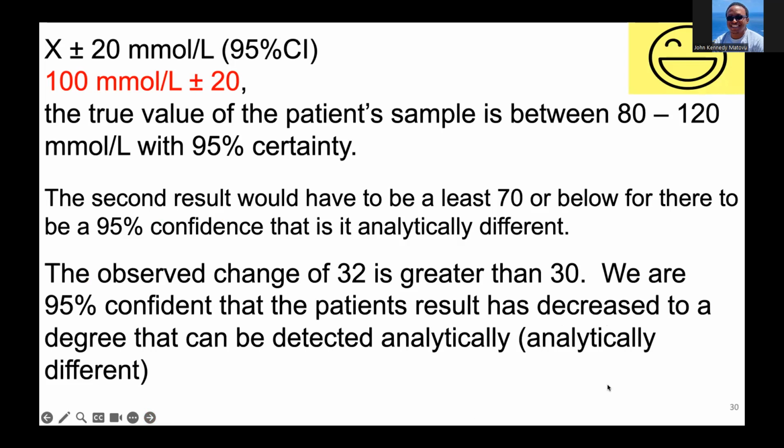We are 95% confident that the patient result has decreased to a degree that is detected analytically, right? So now we're confident. And can you imagine just a value of 2 can make the difference? And that is why we really take the time to do all these total error and measurement uncertainty calculations, etc. So we have a hand from Petrus, and we also have a comment from Janet, who said they don't understand. So Petrus, maybe start with you, and then we'll move to Janet.